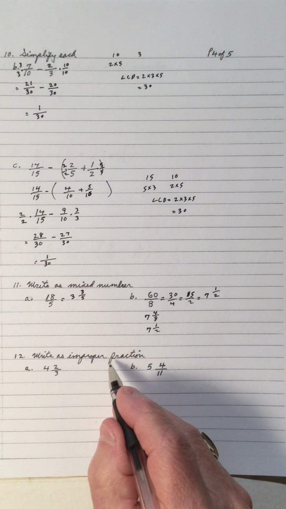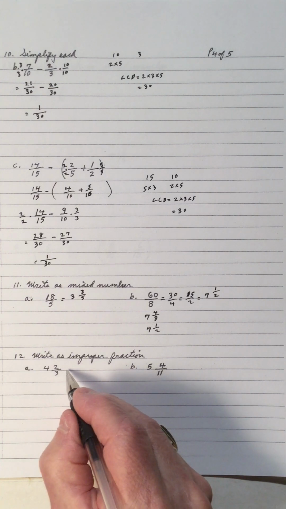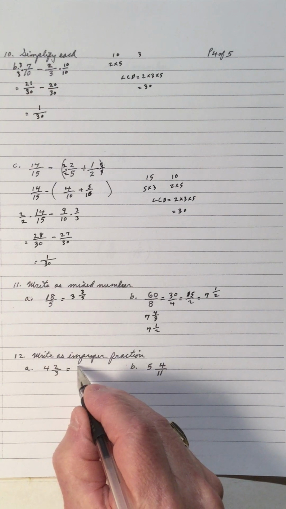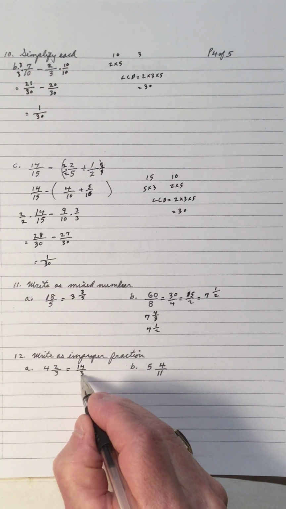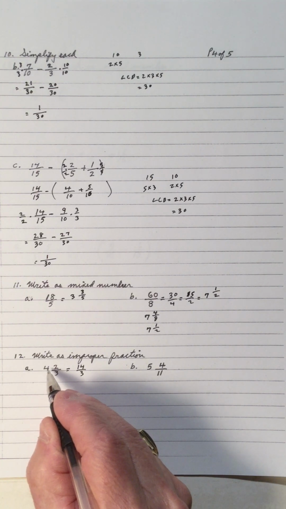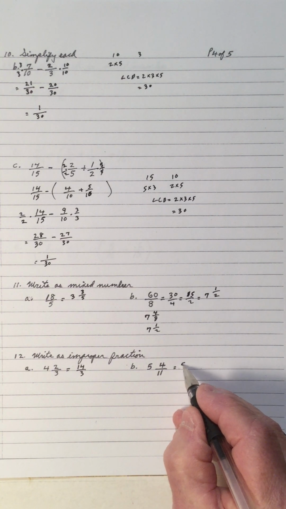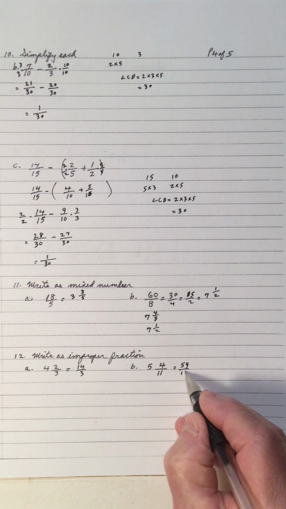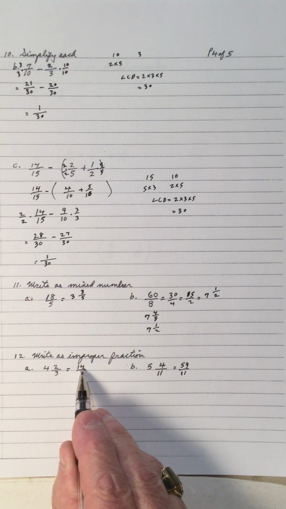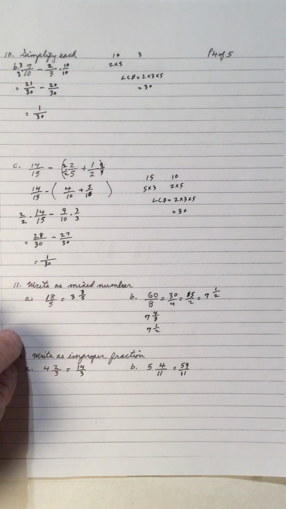Write as an improper fraction. Improper fraction is when the numerator is larger than the denominator. So, to get that, we will go 4 times 3 is 12 plus 2 is 14 over 3. So you multiply the denominator times the whole number and add on the 2. And here, 5 times 11, 55 plus 4, 59 over 11. And again, reverse it. If you take 3 and divide into 14, you get 4, 2 left over. If you take 11 and divide into 59, you get 5, and 4 left over.